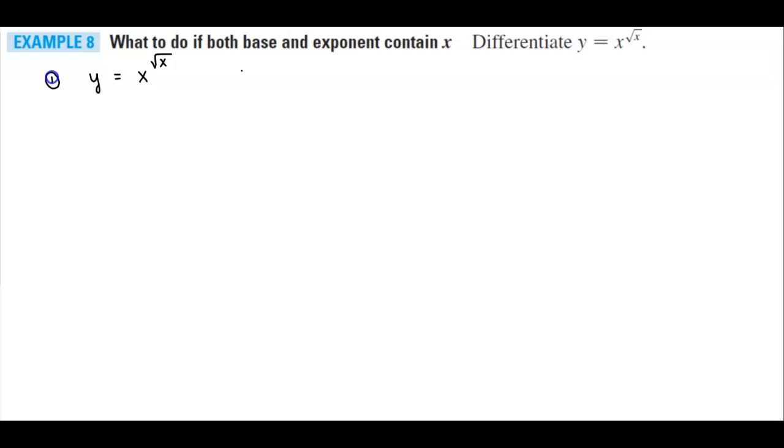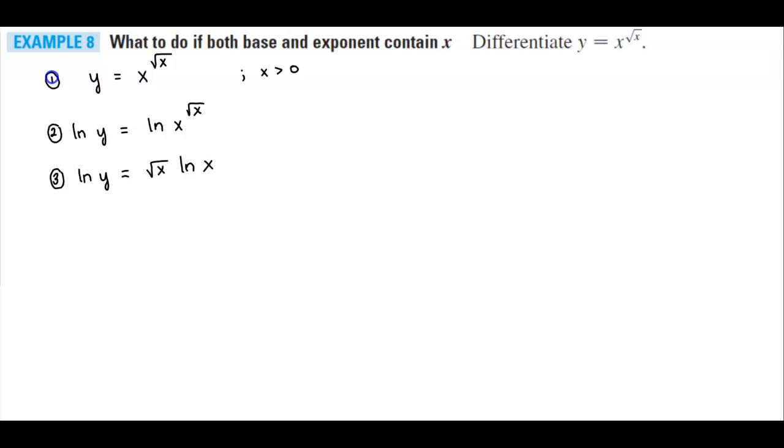Okay, and now we do know that x has to be greater than 0 because of our function. Now, what we're going to do is we can take the natural log of both sides of this function. So we have the natural log of y, which is equal to the natural log of x to the power of the square root of x. Okay, and now in step number 3, we have the natural log of y, and now using the power rule of logarithms, this is going to be the square root of x times the natural log of x.